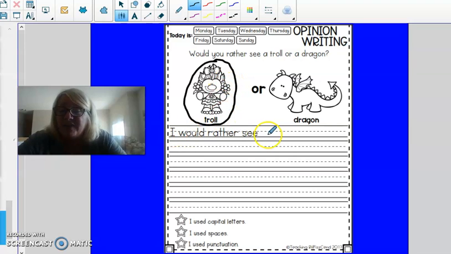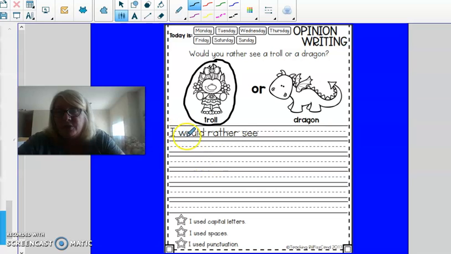So I'm going to finish this sentence starter. It says, I would rather see, and I'm going to write. Now, boys and girls, before I start writing and before you start writing, I want you to make sure you look down here on the bottom. There are some important things you need to remember about your sentences. First, I used capital letters. We always want to make sure we start a sentence with a capital letter, like our sentence starter here has a capital I.